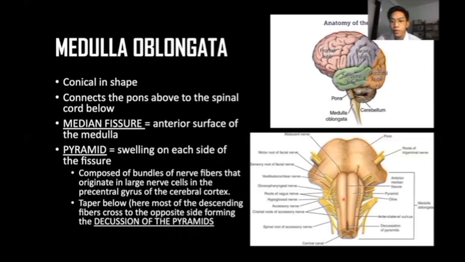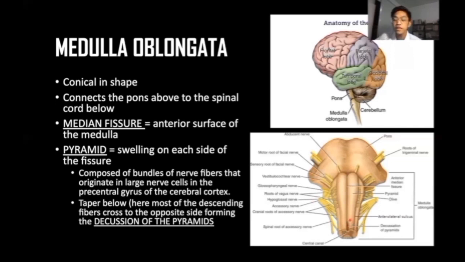The pyramid tapers below, which we can see here in the picture. It becomes thin as it descends. Here, most of the descending fibers cross to the opposite side, forming the decussation of the pyramids, which we call the decussation.